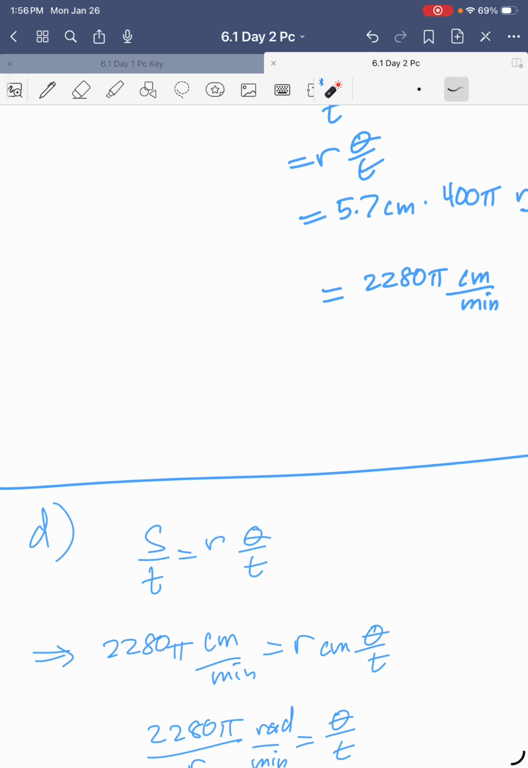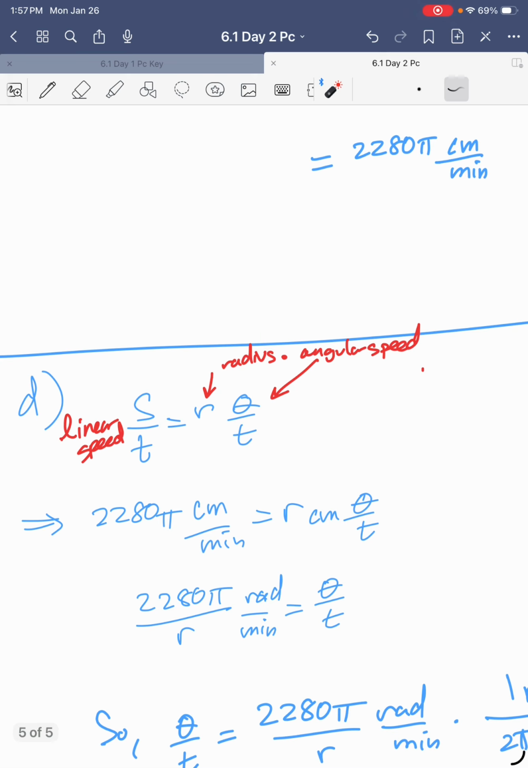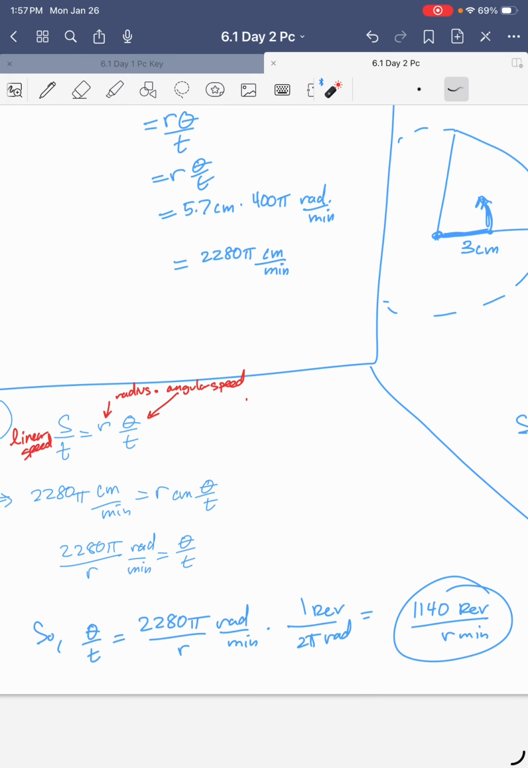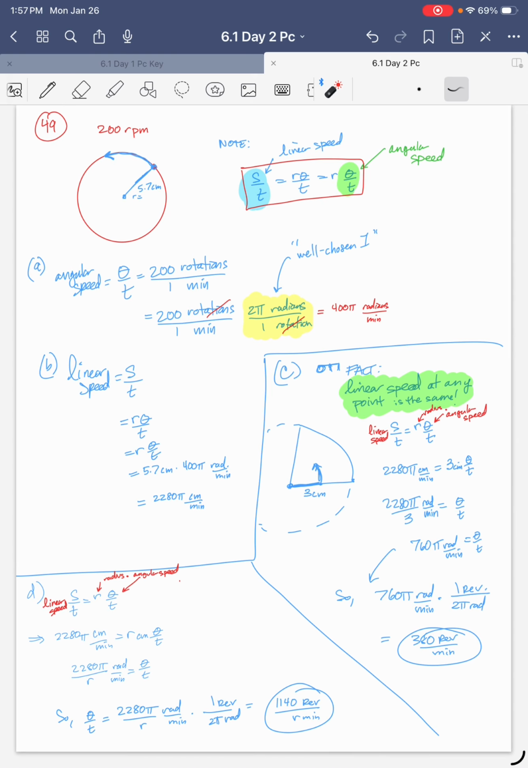Then over here, again, it's important to memorize that linear speed is equal to radius times angular speed. So if this is our linear speed, and I want to know at some point on that CD, r units away from the center, what is its angular speed? We divide by r, and we get that this is its angular speed. Multiplied by a well-chosen 1, we get 1,140 revolutions every r minutes. Cool.